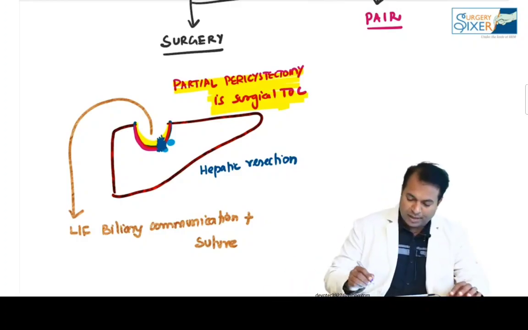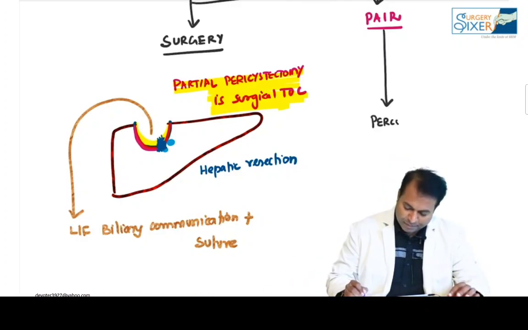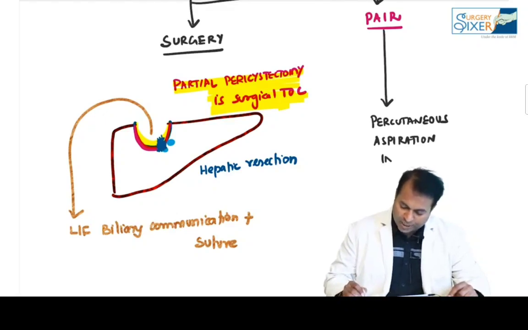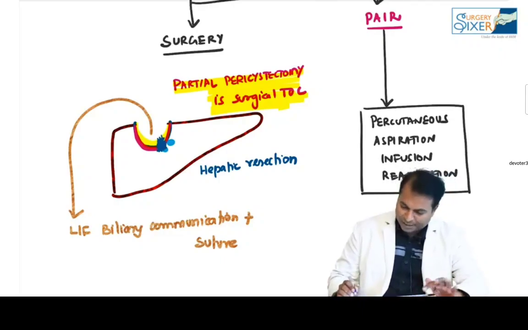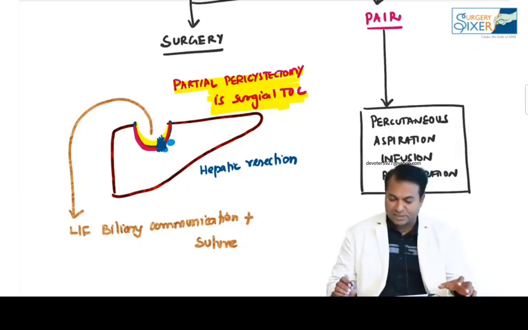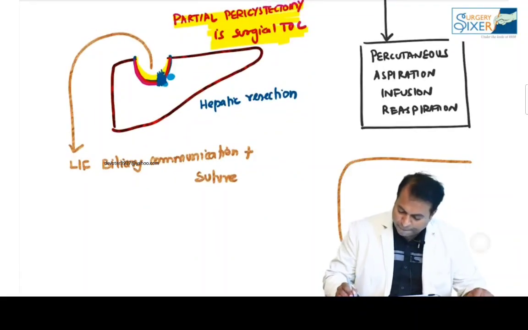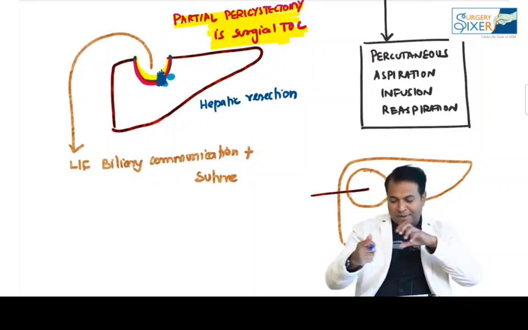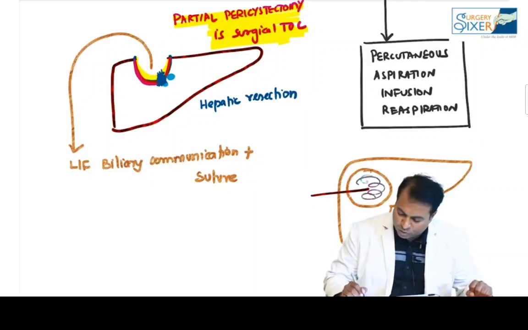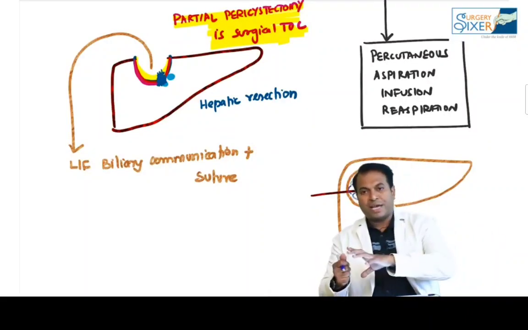Now coming to the new treatment, percutaneous aspiration, infusion, and reaspiration. This is a new treatment available now, known as PAR. In this procedure, if this is a cyst, we put a needle inside and aspirate whatever comes. Then you infuse some agents known as scolicidal agents. Again reaspirate, again infuse, again reaspirate. This is known as PAR.